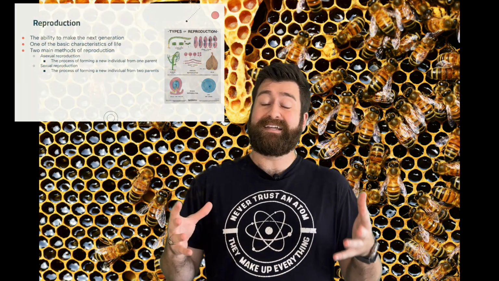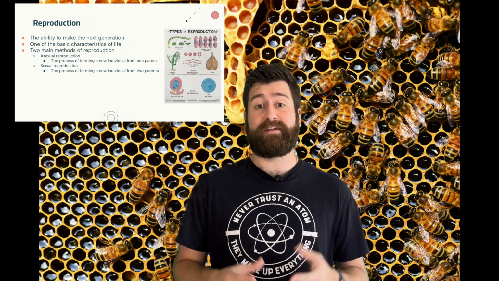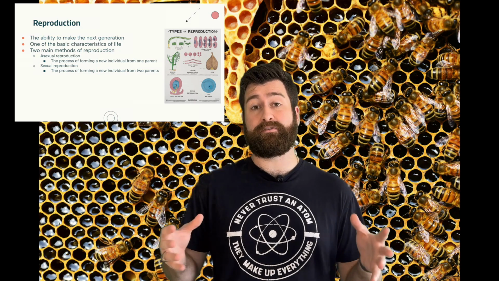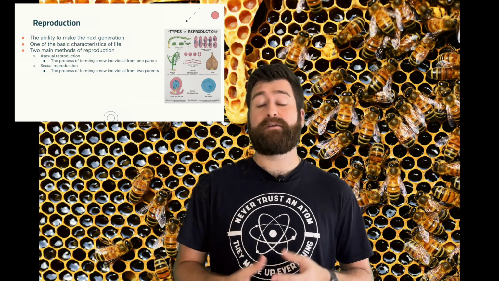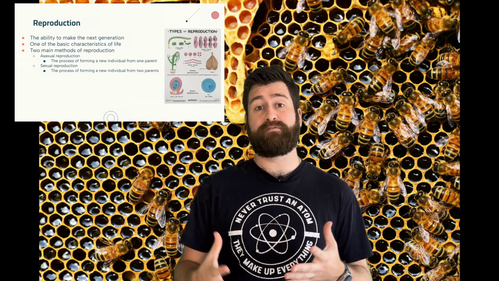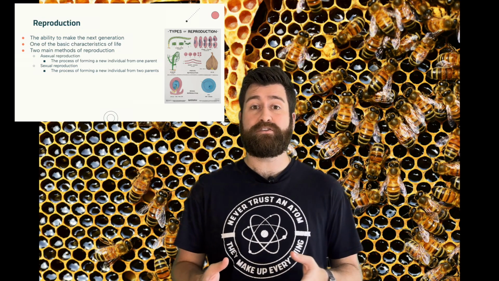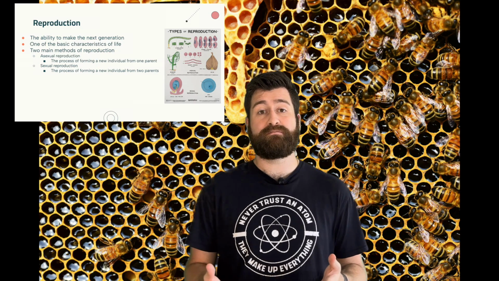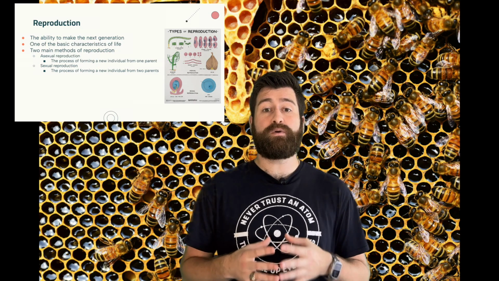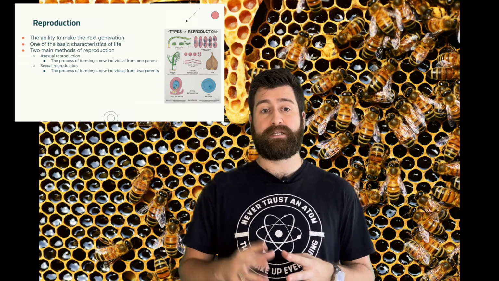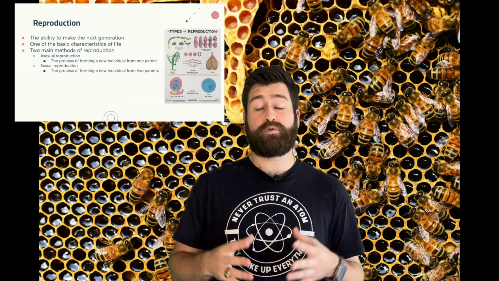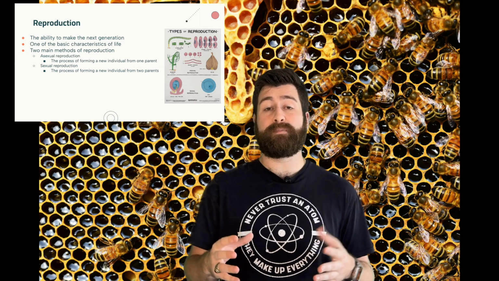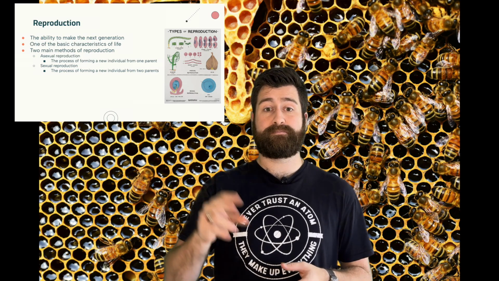So, what is reproduction? It's the ability to make the next generation, and it is one of the basic characteristics of life. Now, there are two main methods of reproduction. The first of which is asexual reproduction, which is the process of forming a new individual from one parent. The other is sexual reproduction, which is the process of forming a new individual from two parents. To start, we're going to talk about asexual reproduction first.